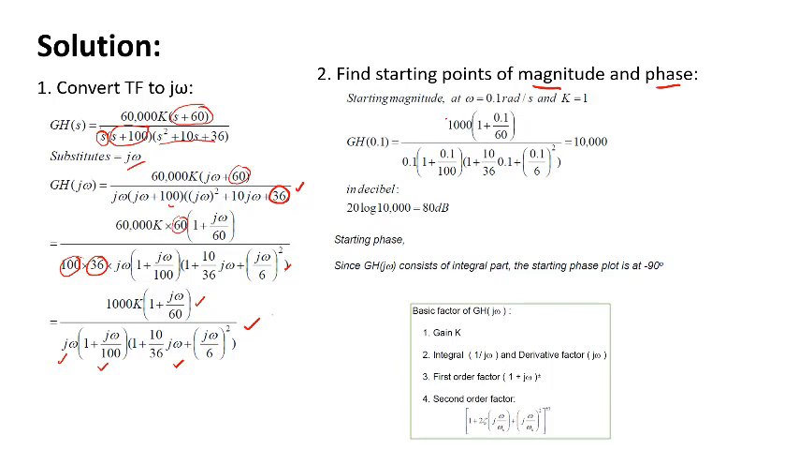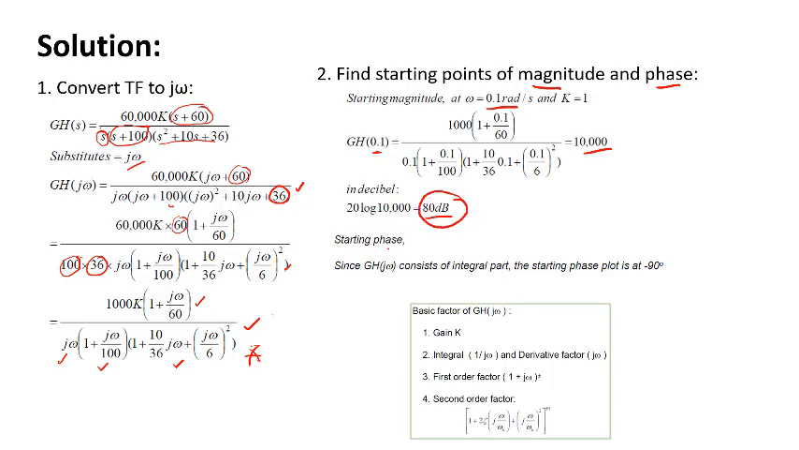Okay, so to find the magnitude, you need to substitute all the omega in this equation with 0.1, and you will get 10,000. Then convert this value to decibel, so you will get 80 dB. So the starting of the magnitude will start at the 80 dB point.